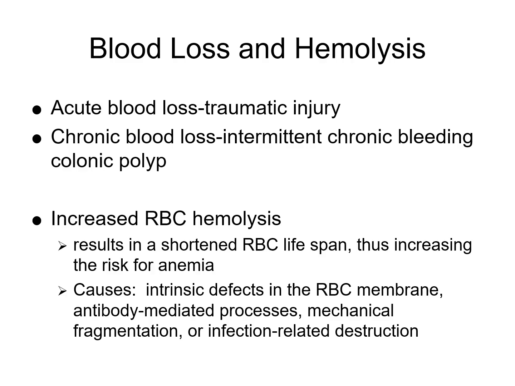We also have mechanical fragmentation, and this is seen in conditions like microangiopathic hemolytic anemia, such as disseminated intravascular coagulation or DIC. It can also be seen in thrombotic thrombocytopenic purpura or TTP, and this is where red blood cells are physically damaged in circulation. And then we can also have infection-related destruction. And this is from certain infections like malaria. It can cause direct red blood cell lysis or immune-mediated hemolysis.